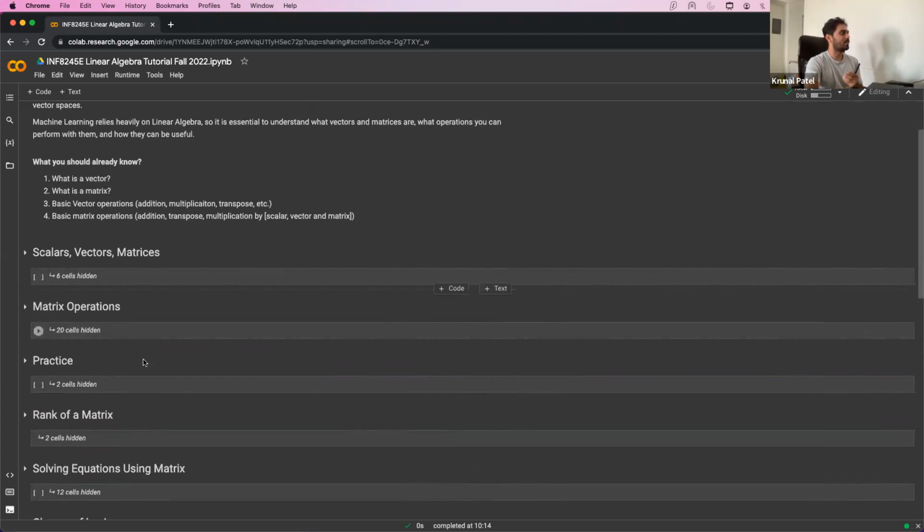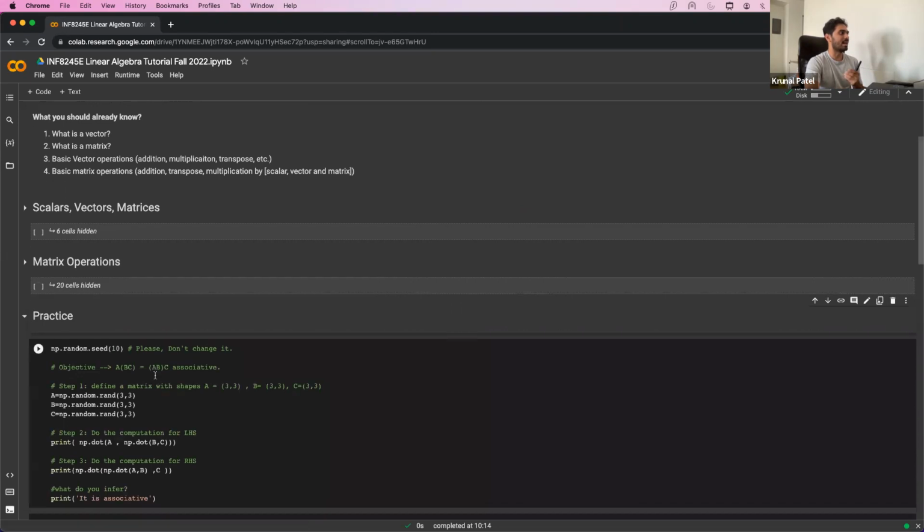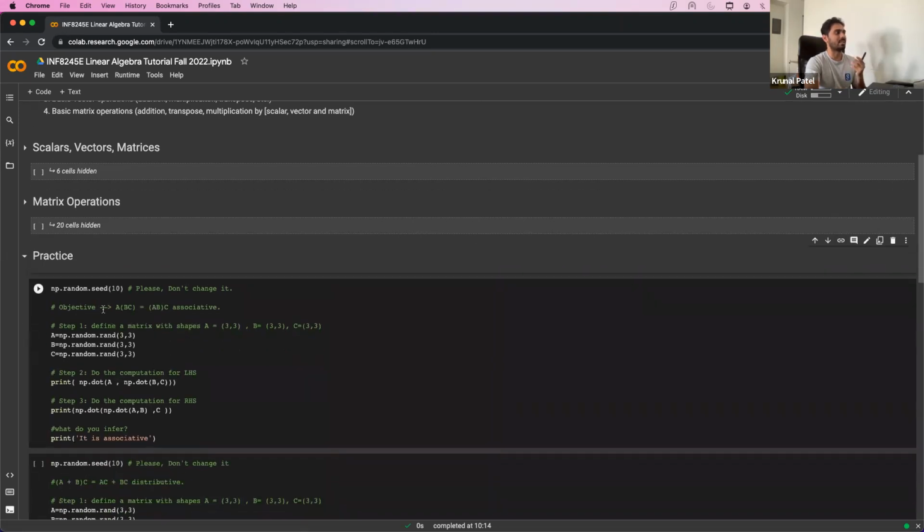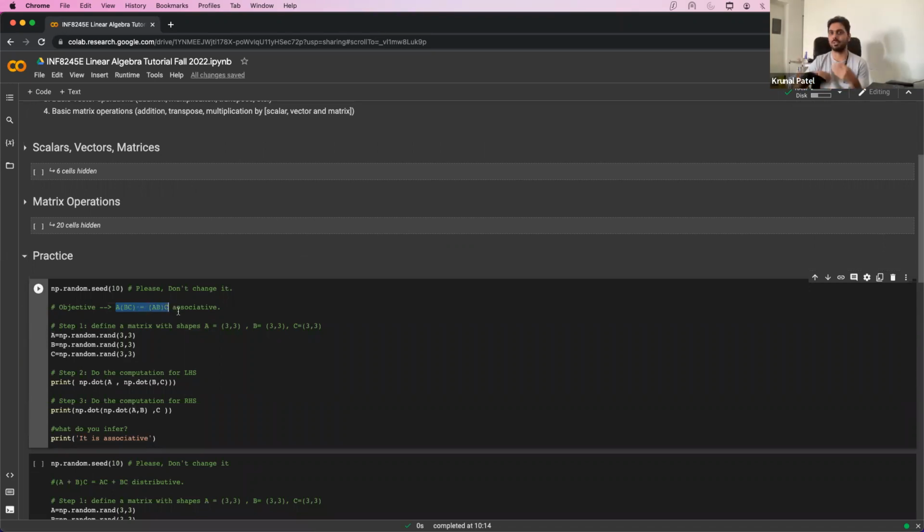I think we left out the practice example, but the practice examples are very simple. One of them, I'm asking you to verify the property that matrix multiplication is associative, right? So how do you verify it? It's basically you define 3 matrices. This is not a full proof method to verify things. It's one way to verify things. It's not a completely valid proof.